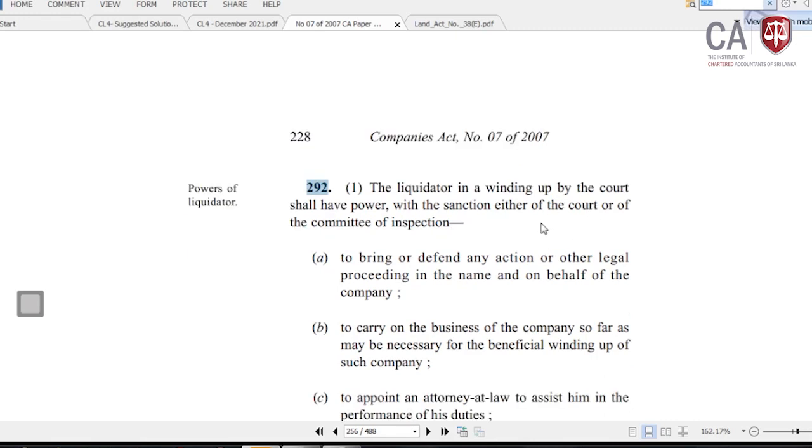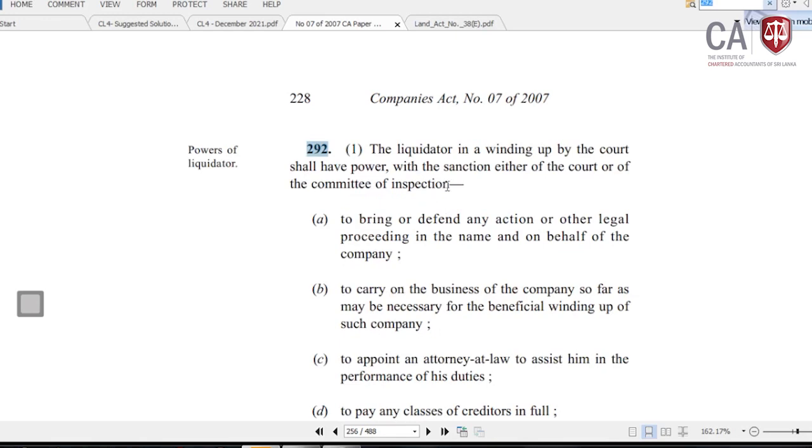So, when a liquidator has been appointed by court, then such liquidator shall have power with sanction either of the court or of the committee of inspection. Committee of inspection means sometimes a liquidation committee can be appointed to oversee the work of a liquidator, but that is not relevant to the answer. So, I am not going to touch that area. However, these are the powers granted to a liquidator appointed by court.